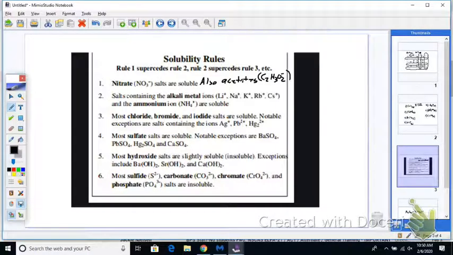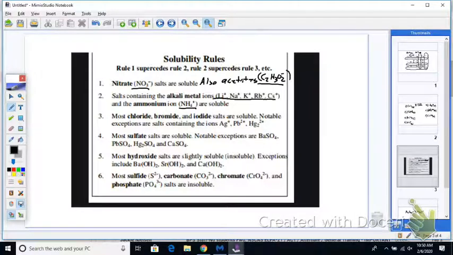Now, 1 and 2. No matter what, if you have those present, you automatically write an AQ. Does that make sense? If you have any of these present, you go ahead and assume that you write AQ with it. So if you see them in a formula or whatever, they should be AQ.